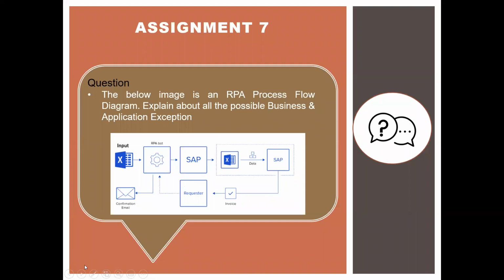And before we wrap up, I'm going to explain the assignment. So this assignment 7 is a little interesting one. What you need to do is, below is an image that we have placed of the RPA process. I have an Excel file, which is giving me an input. The bot is going to read this Excel file and enter all the data into SAP. So what generally happens here is, I have Excel data that gets loaded into SAP through an RPA bot. That's the manual step, correct? And from this SAP, I have an invoice that needs to be sent to the requester. Once the invoice is sent to the requester, the process is complete.